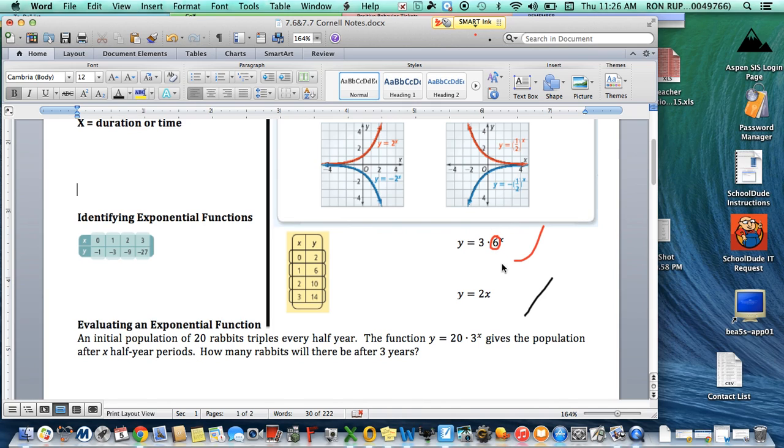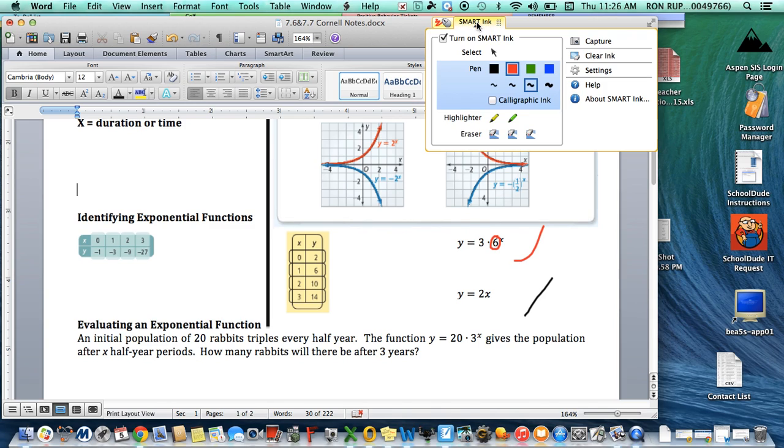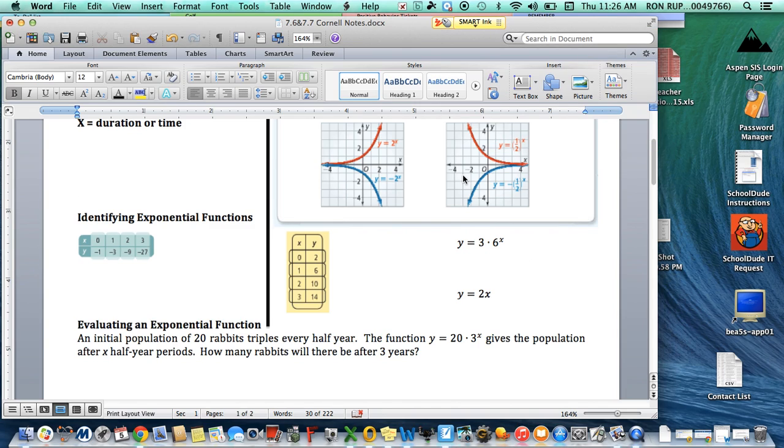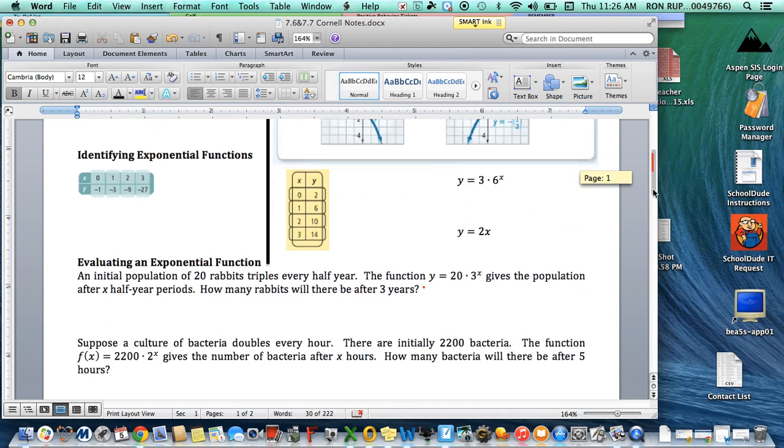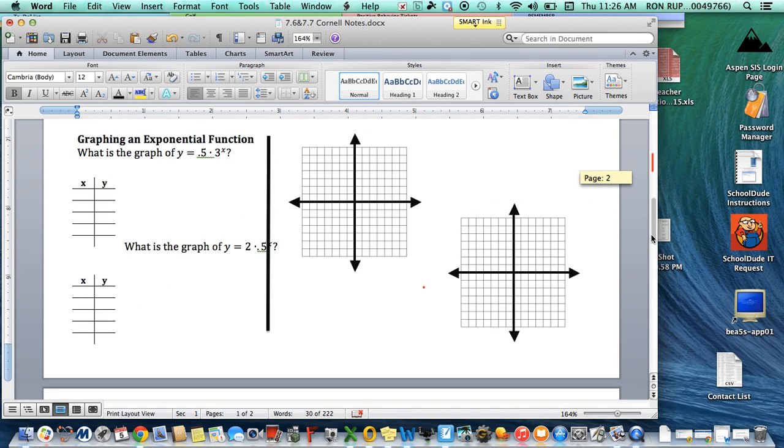And we're going to end up having to look at a couple tables in a little bit and write an exponential function. But before we do that, I kind of want to scroll down a little bit and graph these exponential functions. So let's take a look at these two graphs.